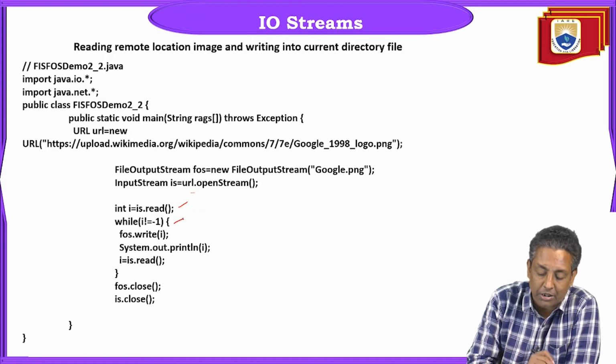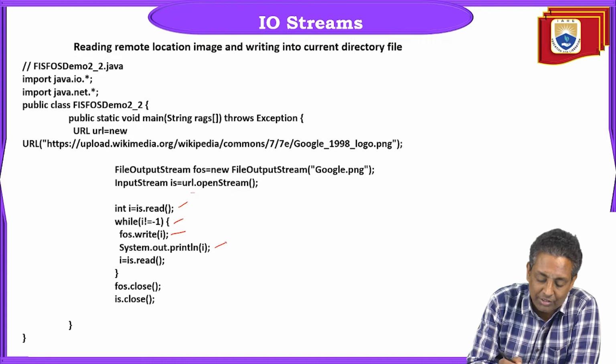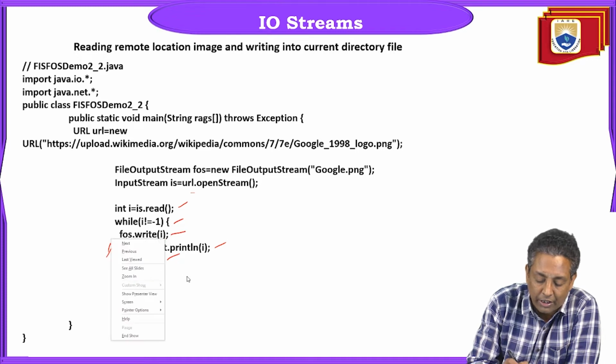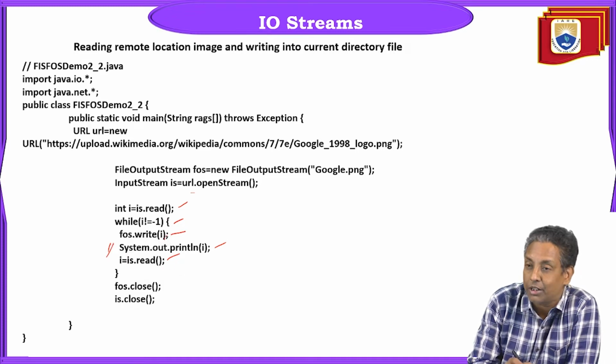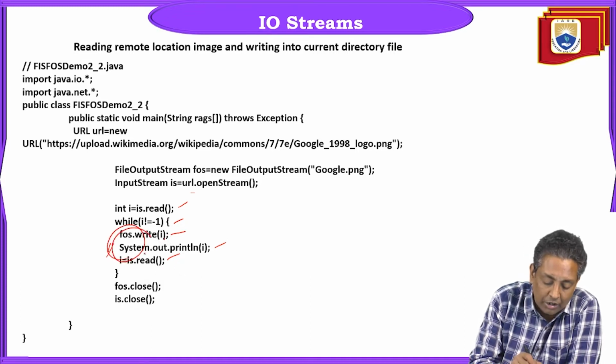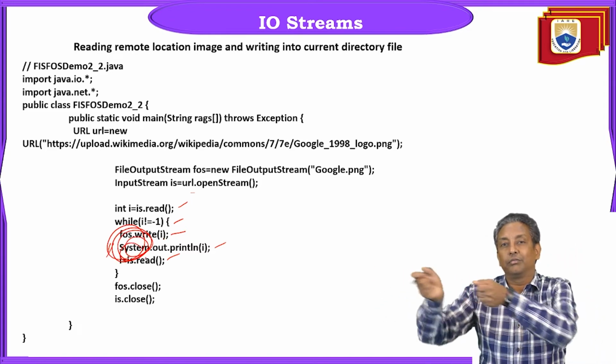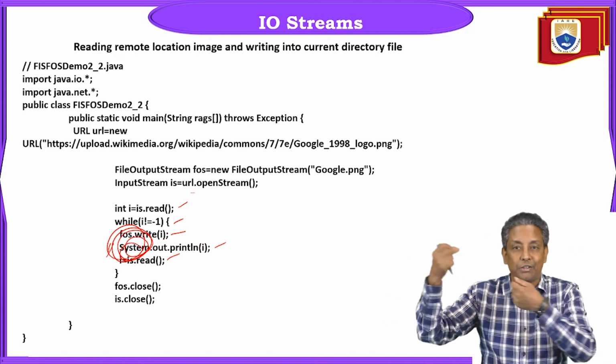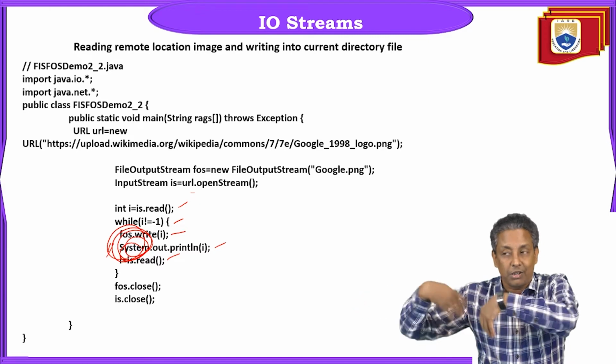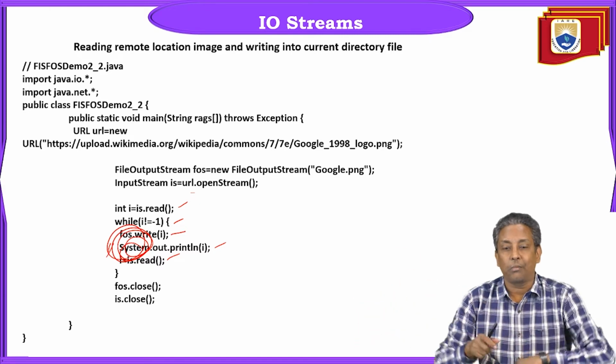If it is not equal to -1, write it into the local file and print one character here also. This is not required; you can comment it. Read the next byte and check again. If it is not -1, write. Again you read, again you check, and if it is not -1, you write. You continue like this until the file reaches its end. The complete image will be copied. An image from some other location will be copied into our directory.